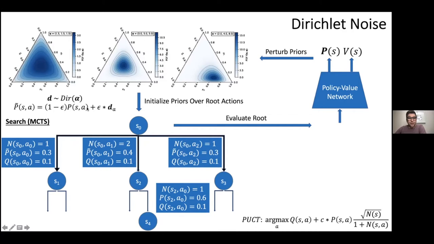AlphaZero parameterizes the Dirichlet distribution in such a way that the noise vectors that are sampled concentrate most of the probability on one of the actions, but the distribution itself is not biased towards noise vectors that have higher values for any particular action. The effect is that the action that may have had the largest prior when obtained from the policy value network may no longer be the action that has the largest perturbed prior. This affects the distribution of visit counts during search, which ultimately affects the action that's either sampled or selected during self-play.